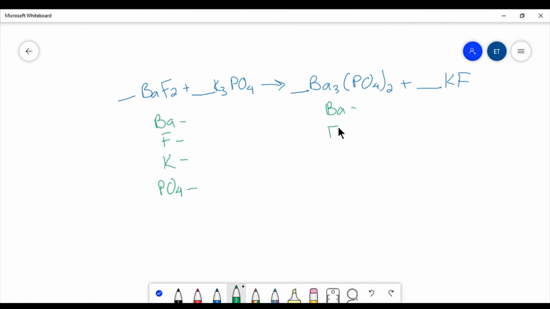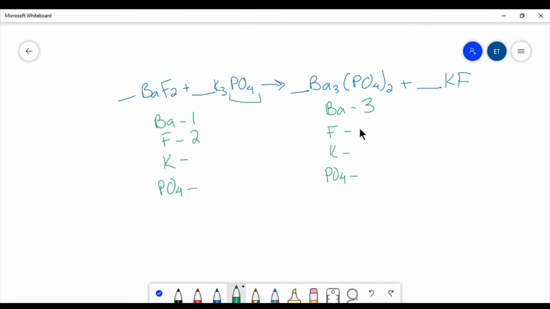Then I'm just going to write them in the same order so we can compare them side by side. So if you notice for polyatomic ions, I'm just leaving this whole thing together. I'm not going to separate it by phosphates and oxygens because that's going to take more work and it might be more confusing. So barium, we have 1 here, and then we have 3 on the product side.